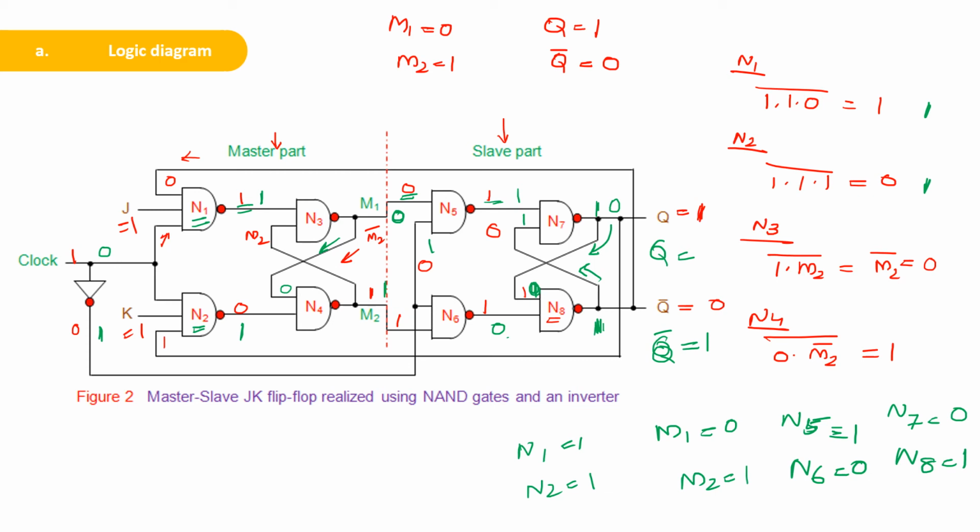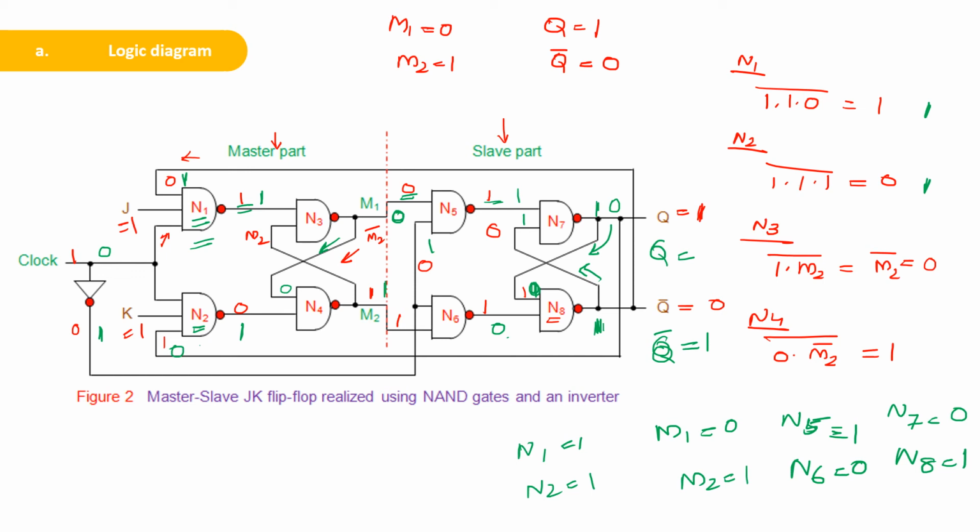Now this 1 and 0 are again fed back to N1 and N2. This will become 1 and this will become 0. But the N1 output will not change because one of the inputs is 0. Similarly, the N2 output will not change because one of the inputs still remains 0. So this is a stable condition for the flip-flop.